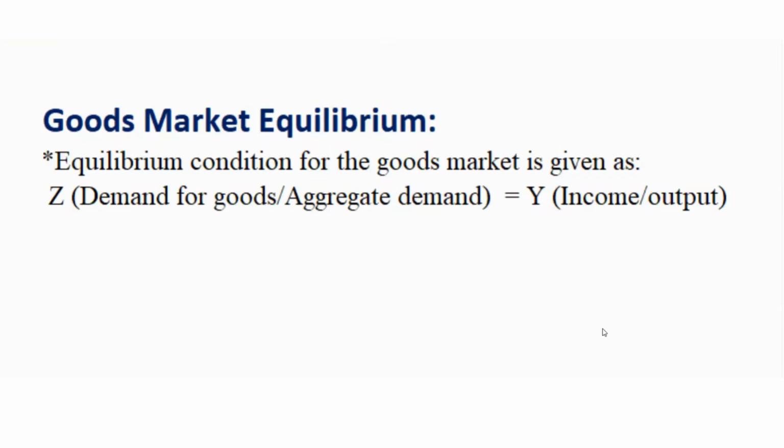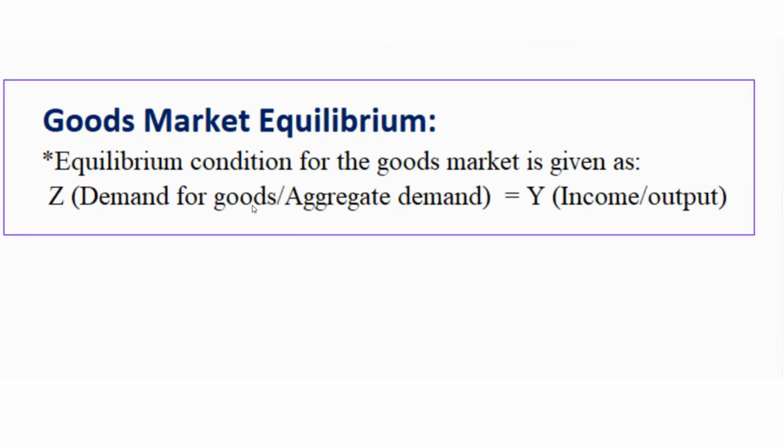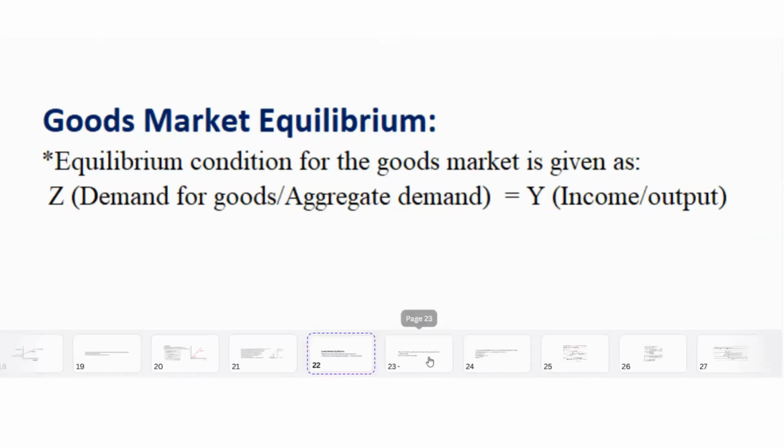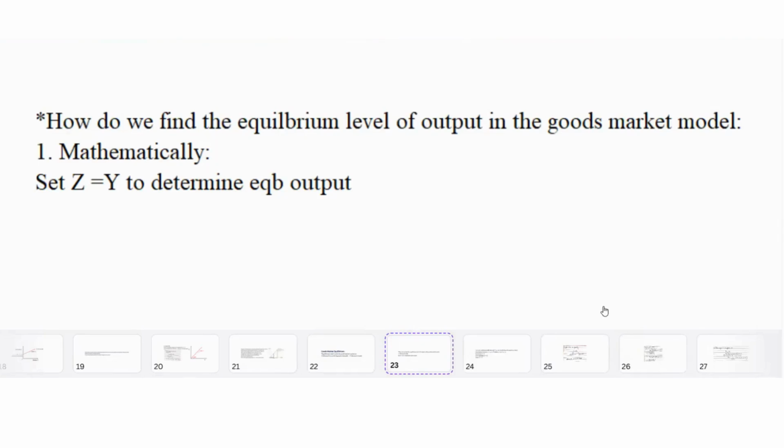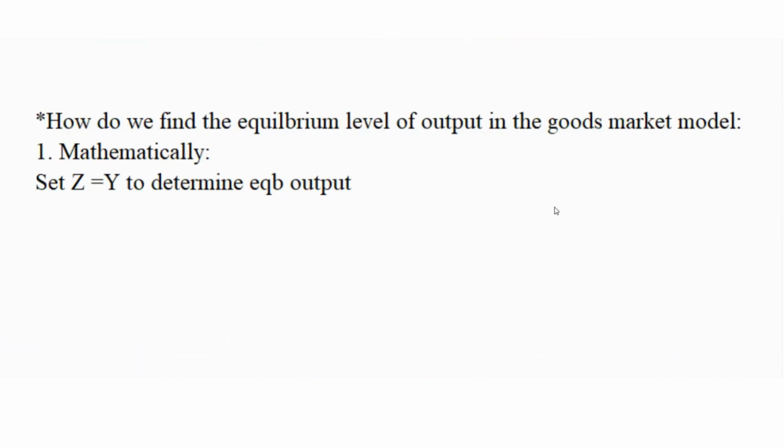We want to now finally start moving on and talking about the goods market equilibrium. Now, the equilibrium condition for the goods market is Z, which represents our total demand for goods or aggregate demand, is equal to Y, which is output. Now we look at how we find this equilibrium level of output in the goods market model, first mathematically, and then graphically. When we look at it graphically, that's where the 45-degree line will come in.